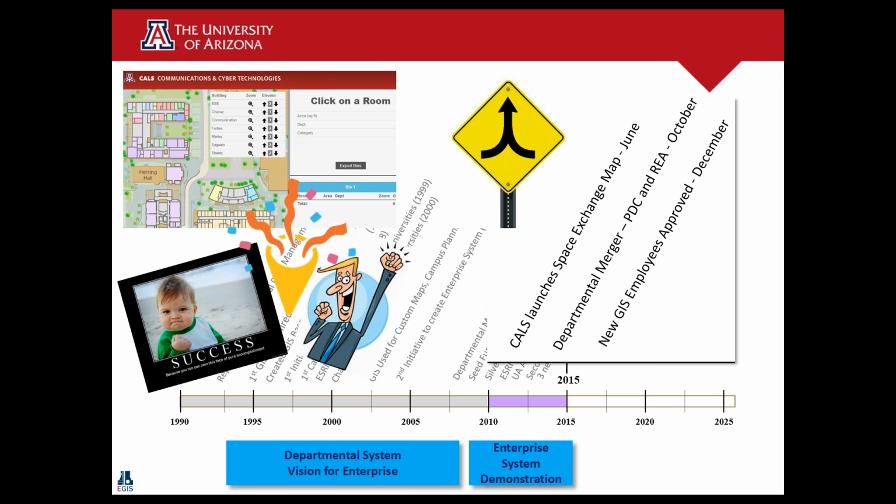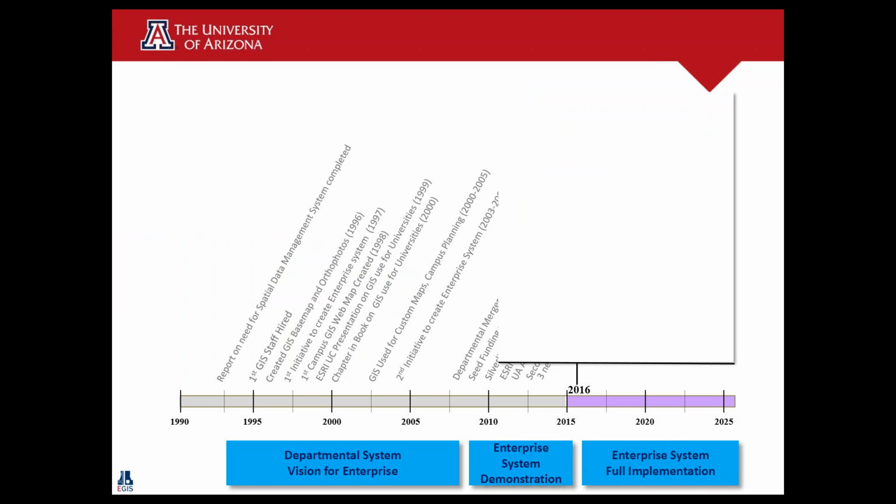And on the heels of the merger, 2 new employees were approved in December. This was a goal we had pursued through different avenues for over 5 years. So with these positions approved, we feel that this will now allow us to move beyond the enterprise system demonstration phase and into the full implementation of the U of A enterprise GIS.